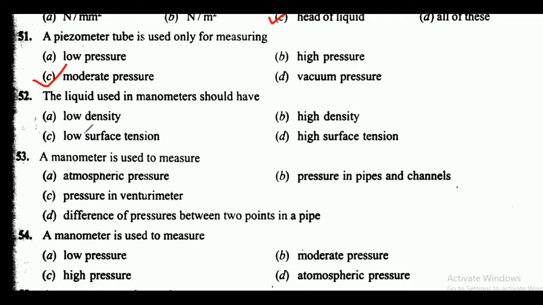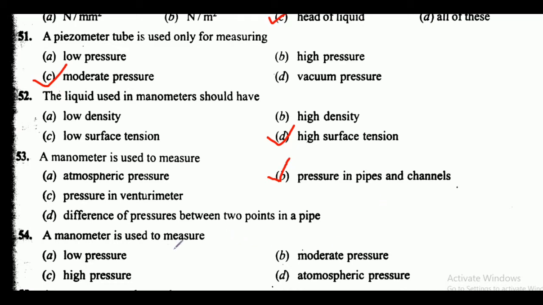Next is the liquid used in manometers should have. Options are low density, high density, low surface tension, high surface tension. So here friends, correct answer is option D, that is high surface tension. Next is the manometer is used to measure. Here friends, options are atmospheric pressure, pressure in pipes and channels, pressure in venturometer, pressure difference of pressures between 2 points in a pipe. So here friends, correct answer is option B, that is pressure in pipes and channels.